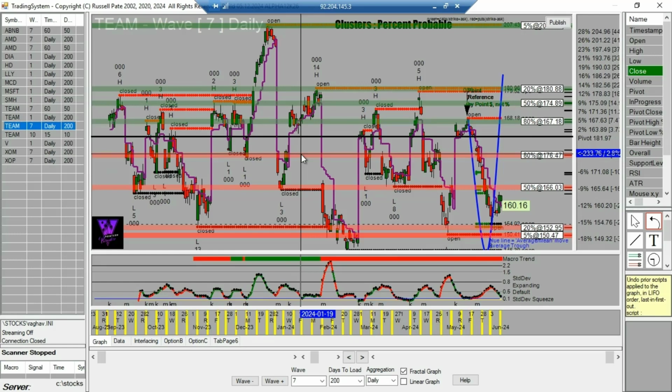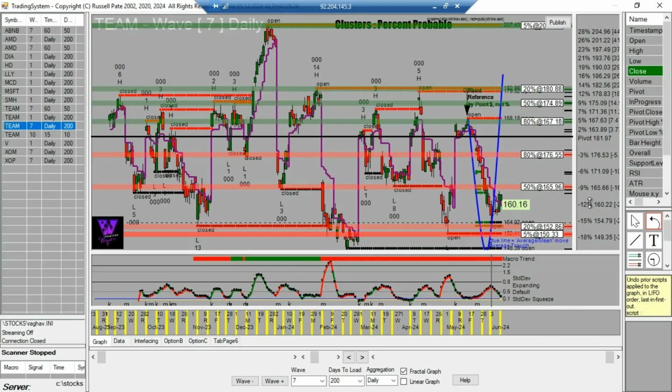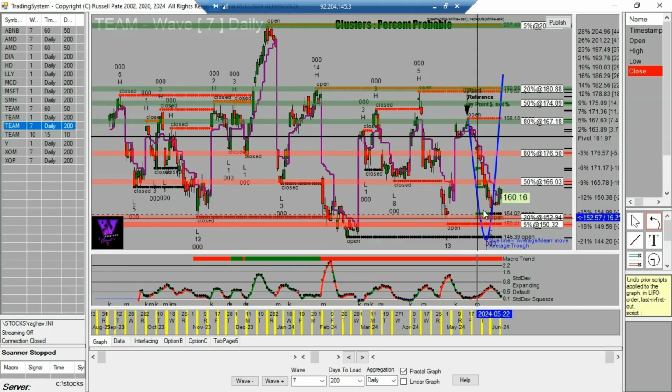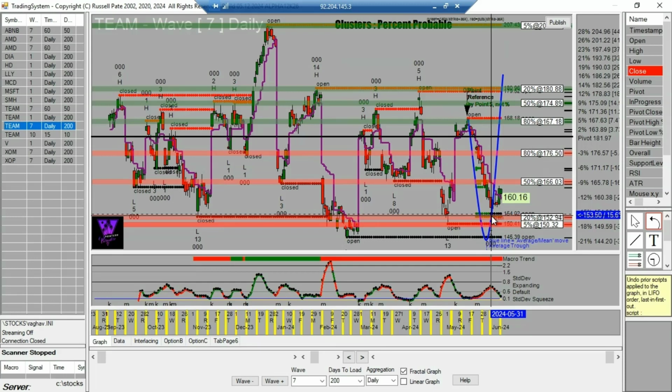So in today's video we are gonna do a macro to micro analysis for TEAM, AMD and NVDA. So basically, first of all, starting with TEAM, you can see that on the wave 7 daily, which actually gives us the weekly bias, is showing that we are in a probable area of reversal. Because you guys know that whenever I share my charts, I definitely tell you guys that if we are near the 20%, 10% and the 5% band, just make out that we are gonna see a bullish move.